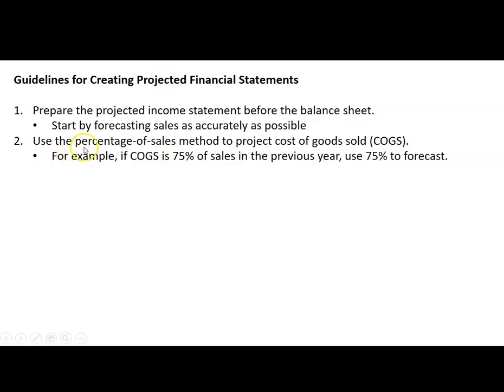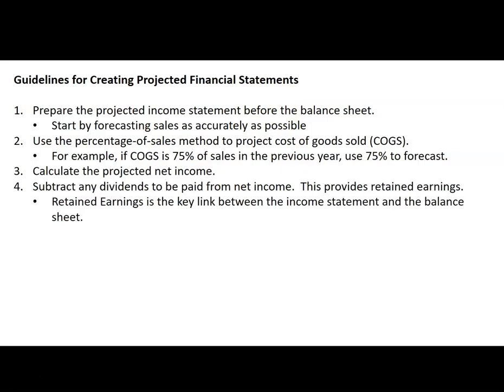Then we can use what's called the percentage of sales method to project cost of goods sold. Again, we look at data from the prior year, and if cost of goods sold in the prior year was 75% of sales, we're just going to take that same 75% and apply it to the sales that we forecasted here in step 1. We can then calculate the projected net income and spend some time here on number 4.